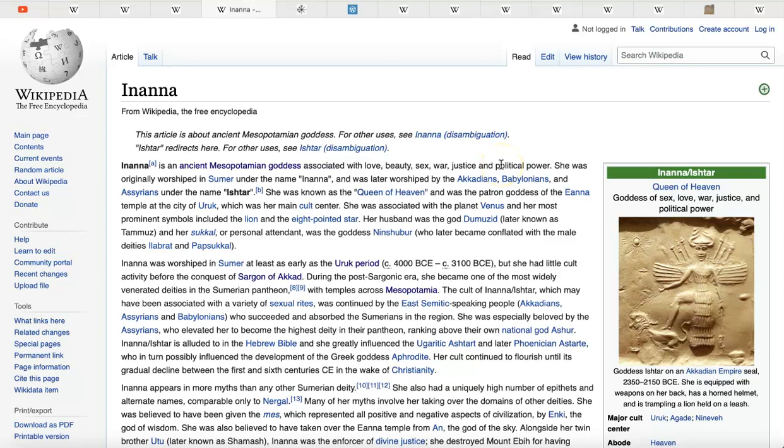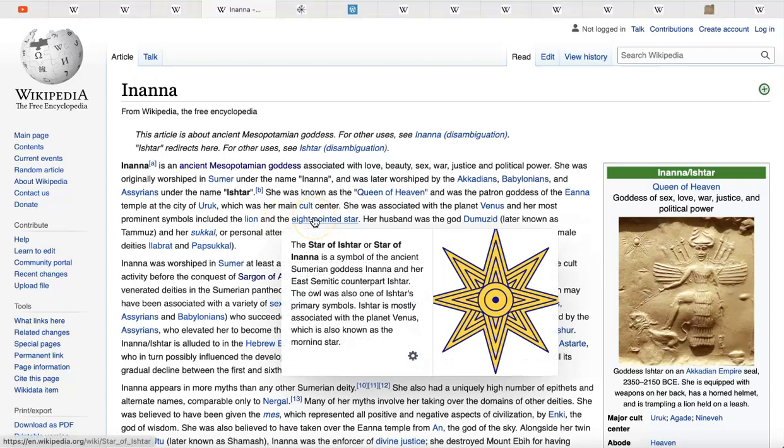She was associated with the planet Venus, and her most prominent symbols included the lion and the eight-pointed star. Ooh! Those symbols are still around. You just have to know where to look for them.